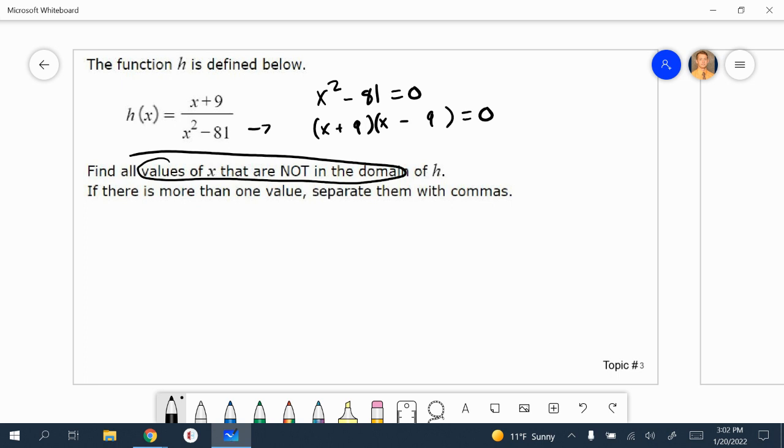Therefore, my two separate answers for this will be, well, for this first one, a negative 9 would make it equal 0. I don't know why I put a 1. I meant a 9. That would make it equal 0. And for this one, a positive 9 would make it equal 0. So those are my two answers that I'll type into Alex.